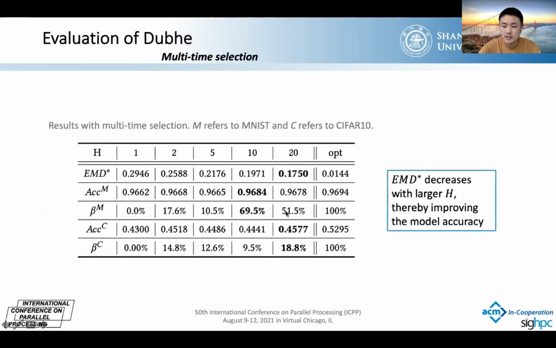As we can see in the results with multi-time selection, the EMD is decreasing with larger H, which means the population data distribution is reaching the uniform distribution, and the model accuracy also increases with H.